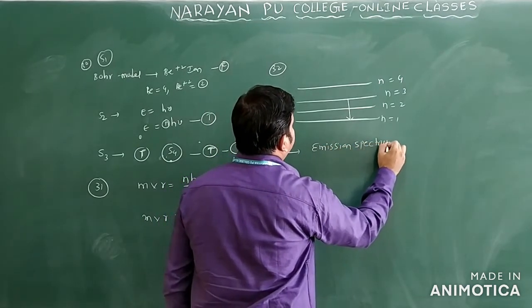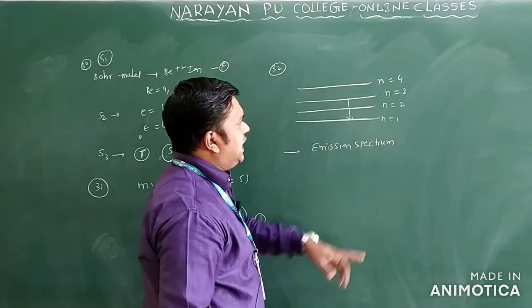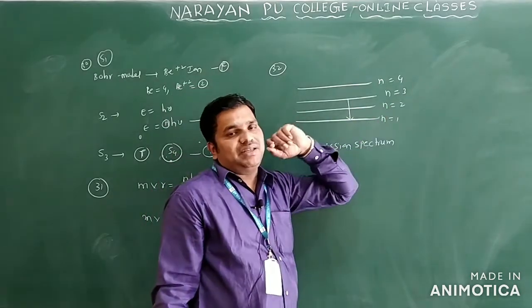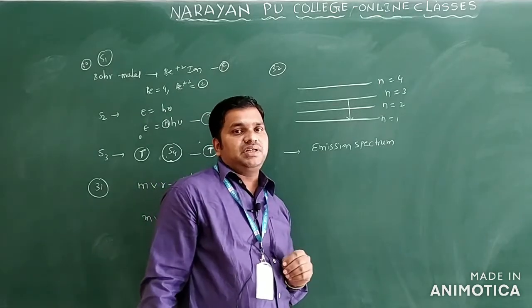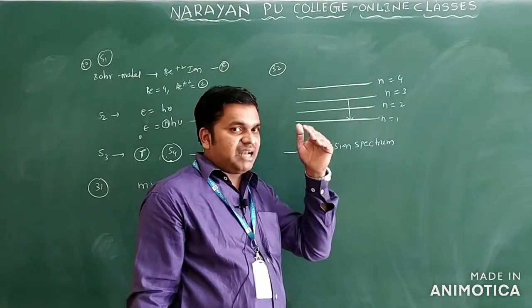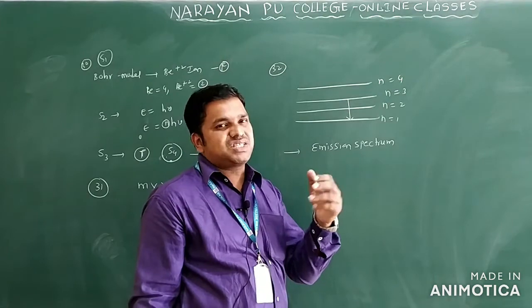So why is it emission spectrum? Because the electron is already in the higher energy orbit, that is the third orbit. If the electron is present in the higher orbit, it cannot stay for a long time because it is an unstable orbit.